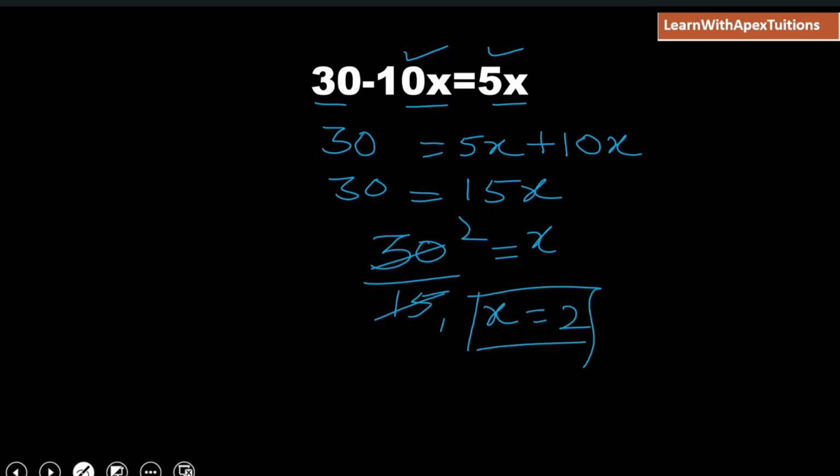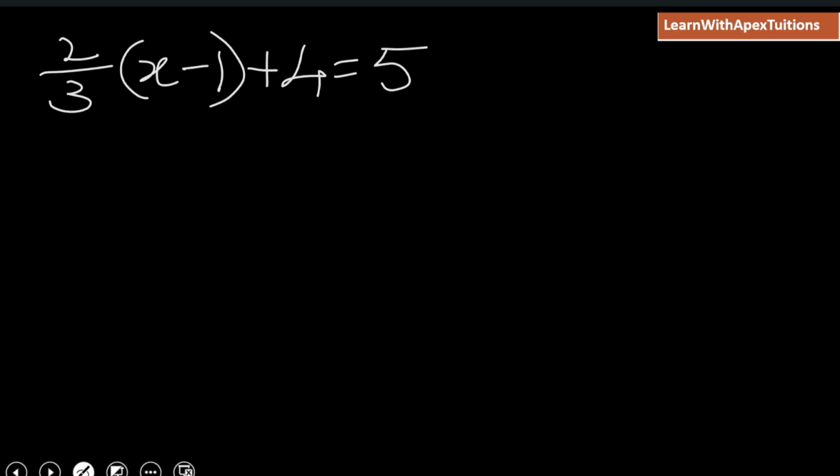This is a basic linear equation. Here's some tough level question I'll solve. This 2 by 3 is multiplied with x and also multiplied with minus 1.